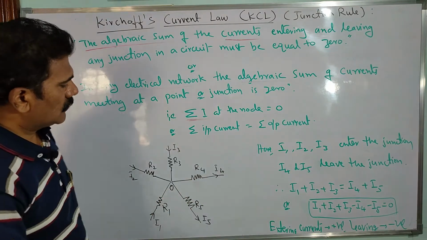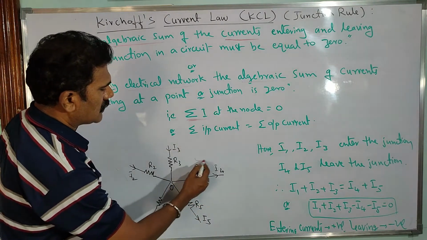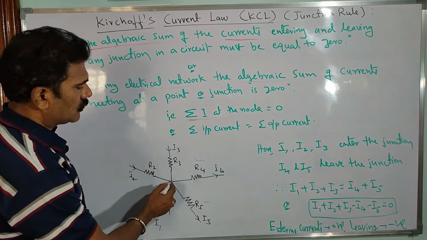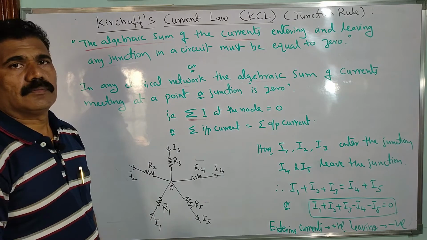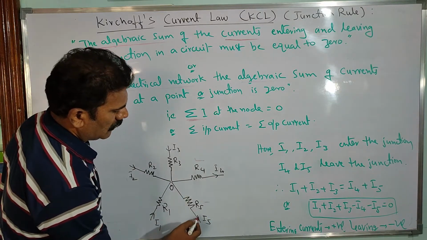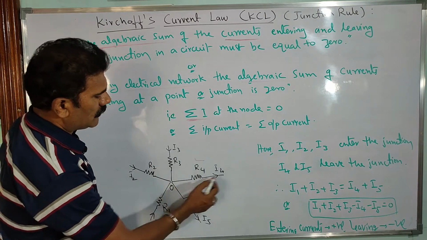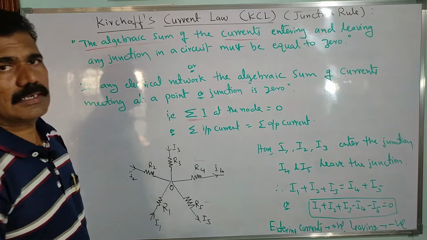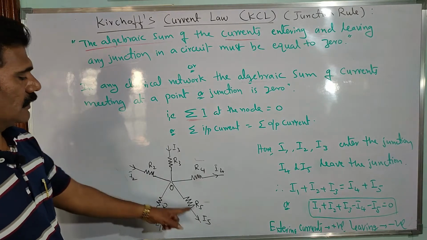branches. Now the branches with resistors R4 and R5 are connected at the same point, through which the current is flowing out. That means you look at the direction of I4 and I5. They are away from the node. I4 and I5 are away from the node, so they are leaving the node. The currents are leaving that node.